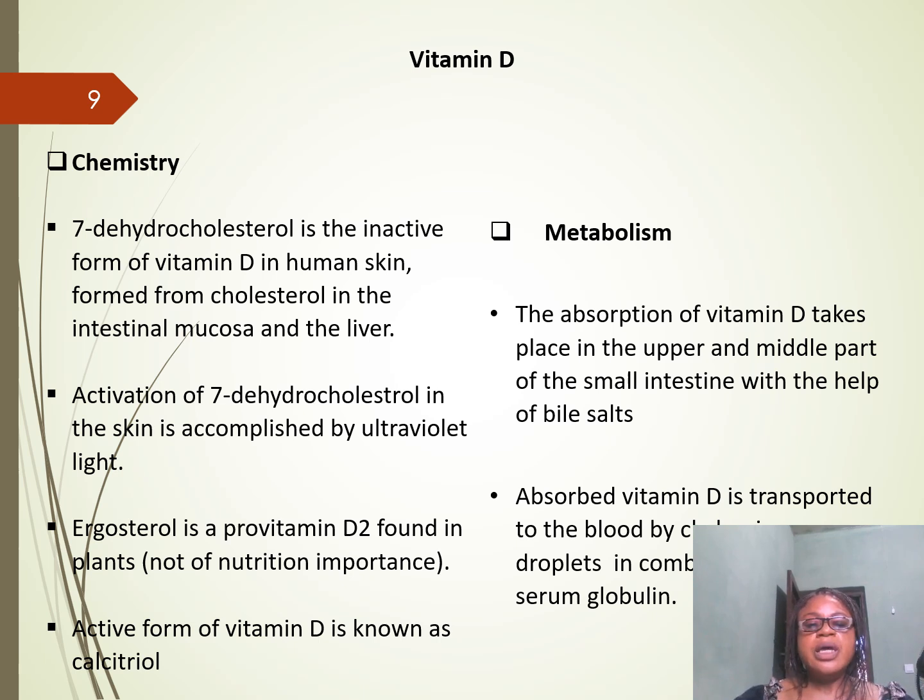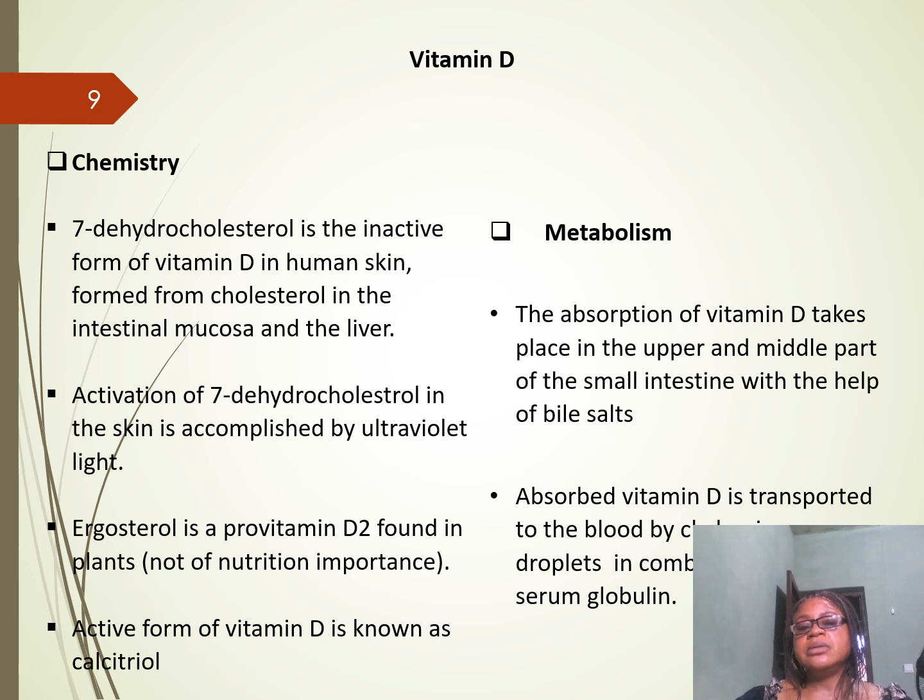Then ergosterol is a provitamin, that is a precursor of vitamin D, that is found in plants. It is not of nutritional importance anyway. So the active form of vitamin D is known as calcitriol. The inactive form is converted or activated to vitamin D, which is calcitriol, on the skin, and this process is accomplished by the ultraviolet light.